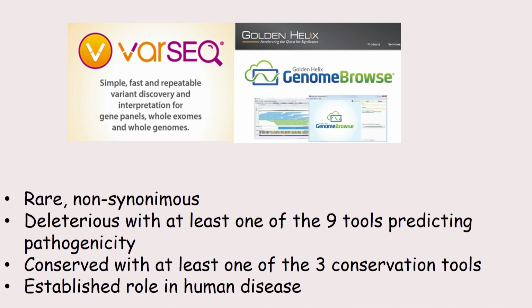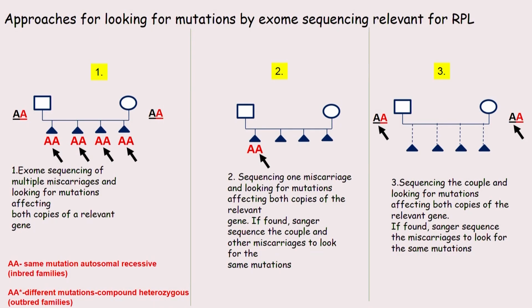For this study, we used VarSeq, which is a commercial software that helped us identify rare, non-synonymous variants, meaning loss of function type of variants, deleterious with at least one of the 9 tools predicting pathogenicity, and conserved, confirmed by at least 3 conservation tools, and with an established role in human disease, to minimize the number of those that we would not know how to interpret.